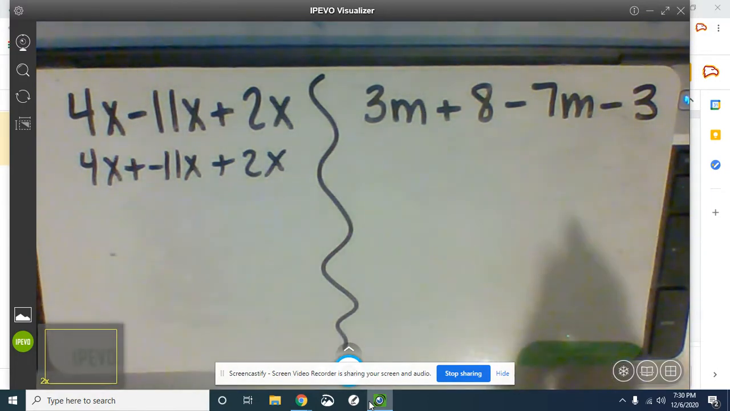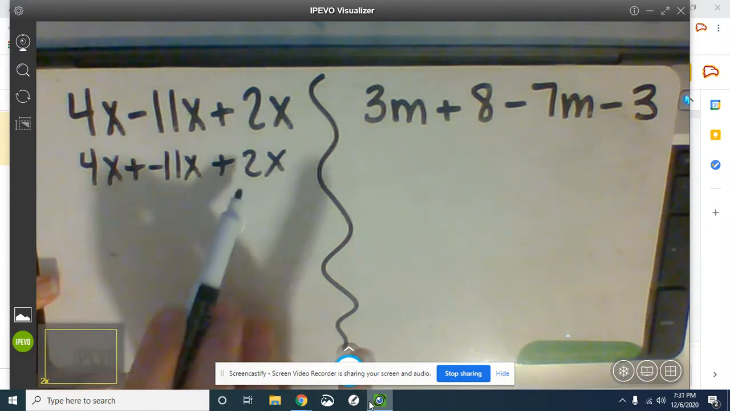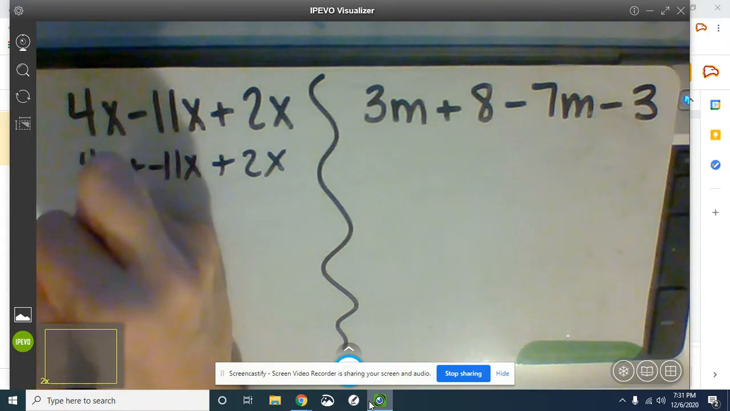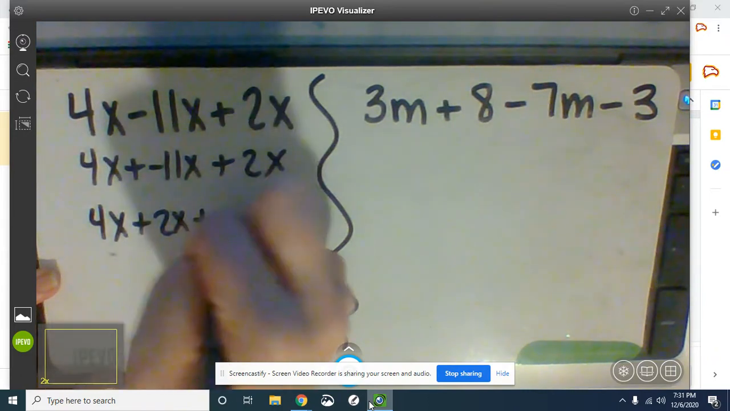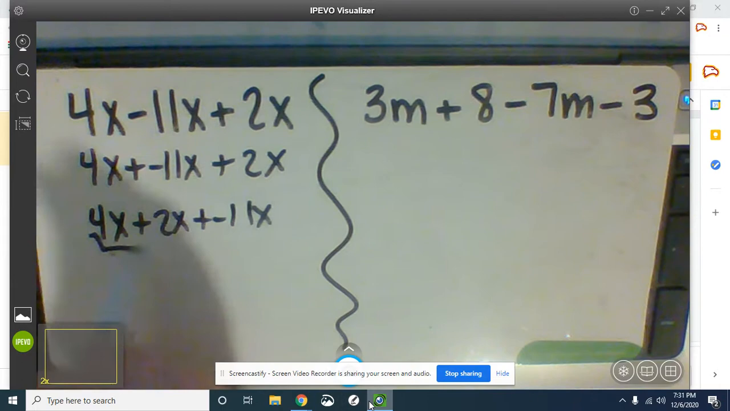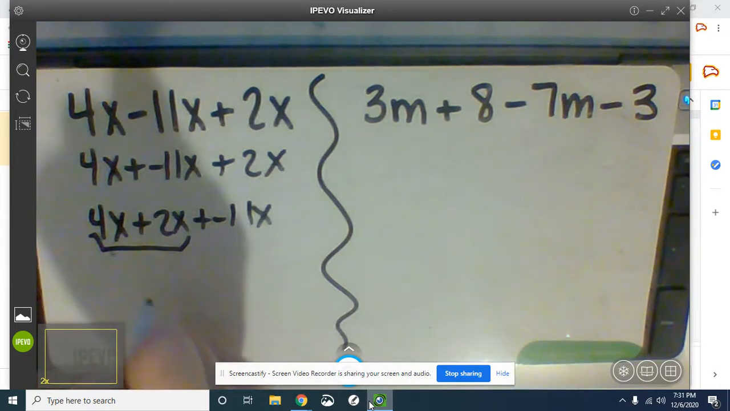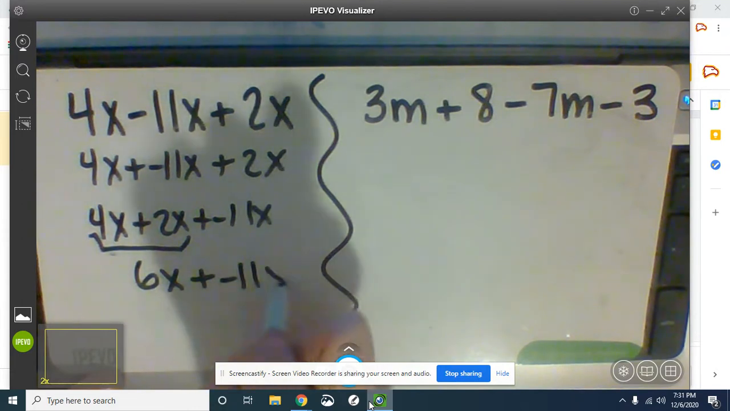So I'm going to regroup this in a different way than we usually do. Instead, I'm going to group positives first. I'm going to rewrite this as 4x plus 2x plus negative 11x. This will just make it easier to use our integer rule since we're going to have to add all three of these terms. So I'm going to start with 4x plus 2x, which is 6x. I still need to add negative 11x.